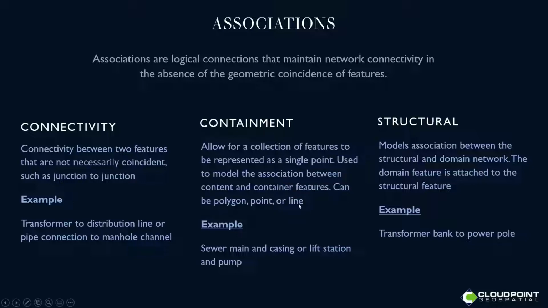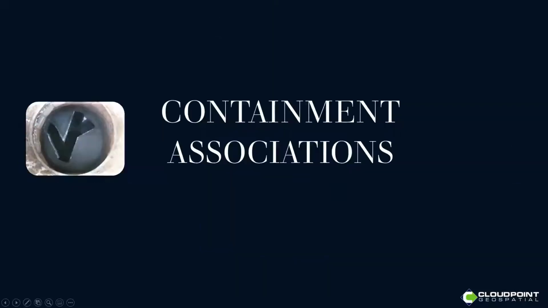So it can be a polygon, a point, or a line. An example would be a sewer main and casing, or a lift station, which would contain a pump. Structural associations basically model the association between structural and the domain network, so the domain feature is attached. A transformer bank to a power pole would be an example there.